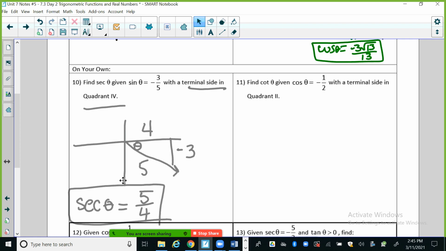All right, here's number 10. So we're given that the terminal side is in quadrant 4. Sine is opposite over hypotenuse. So we have the adjacent side being 4. So secant of theta, which is a hypotenuse over adjacent, gives us 5/4. Any questions on number 10?